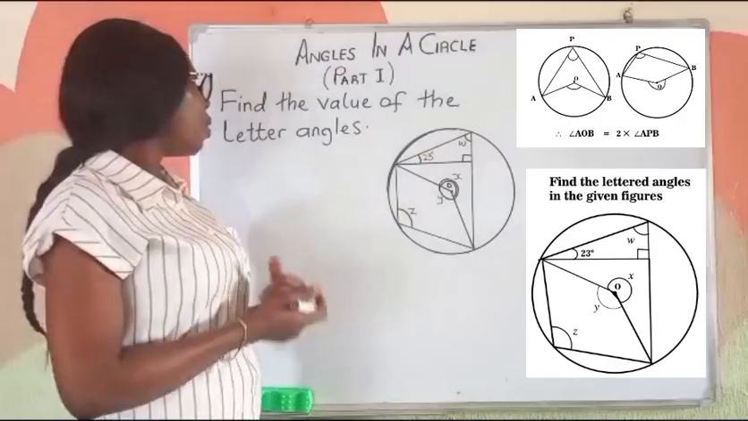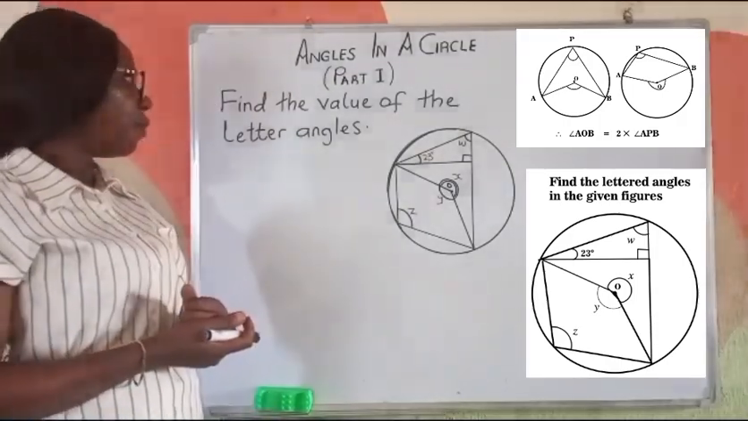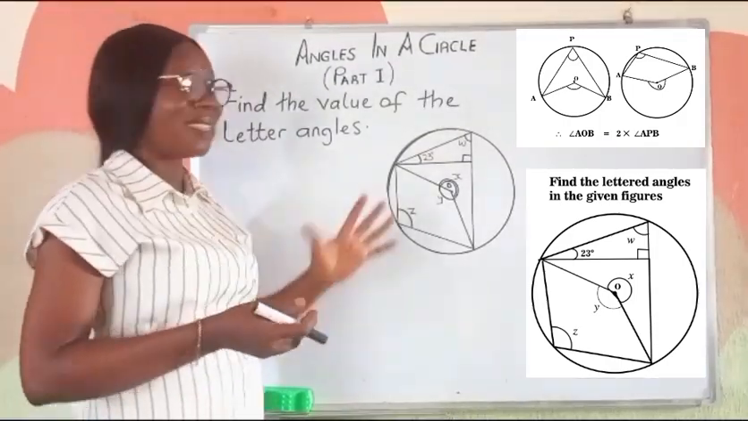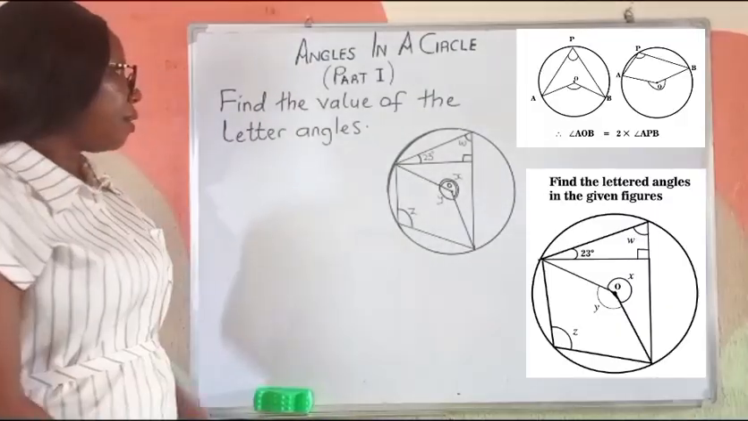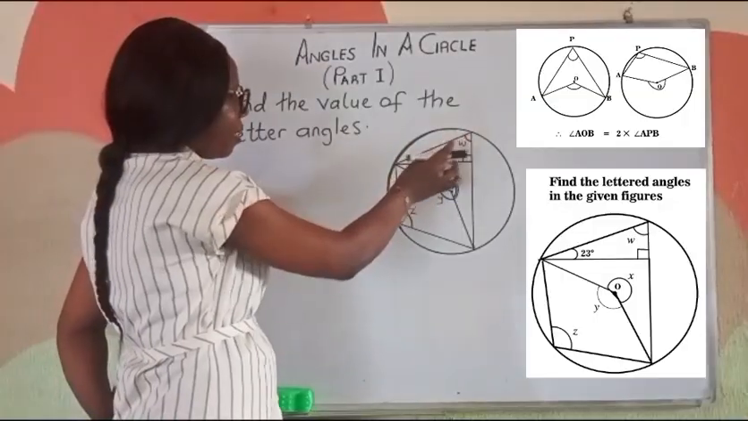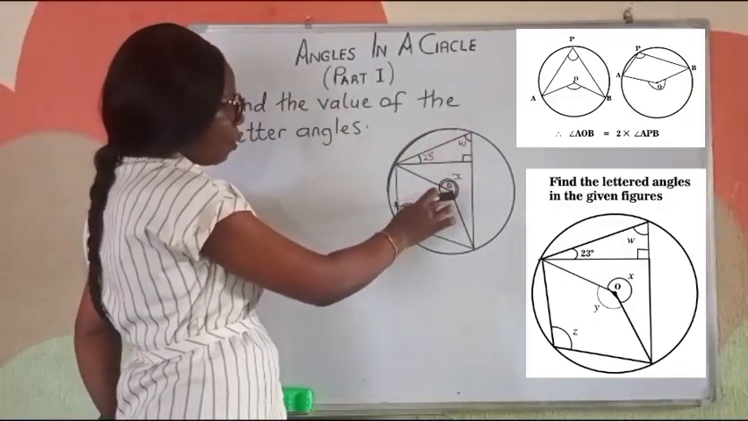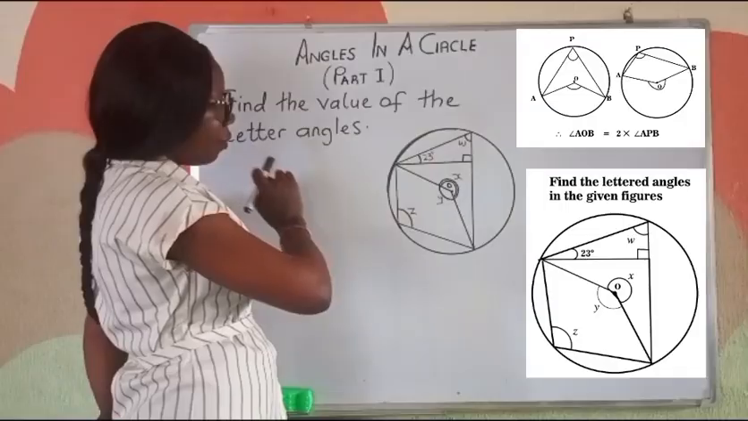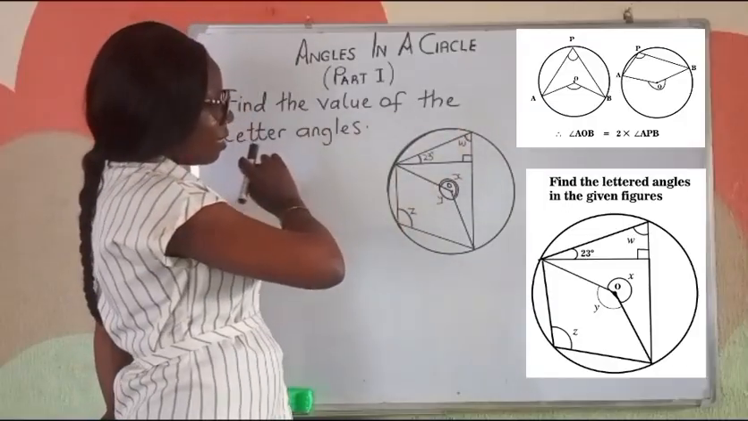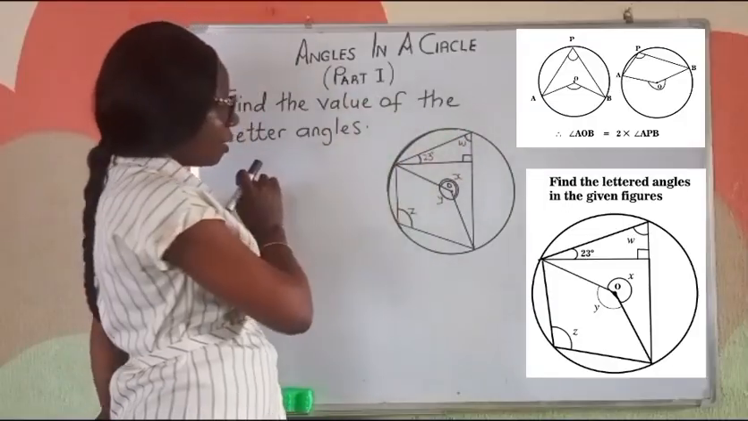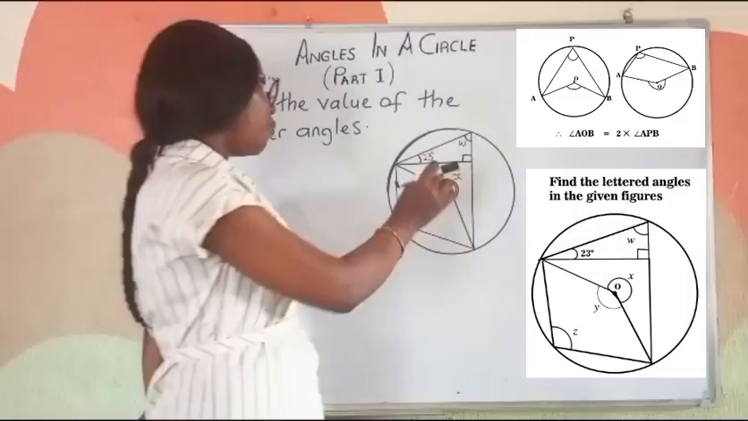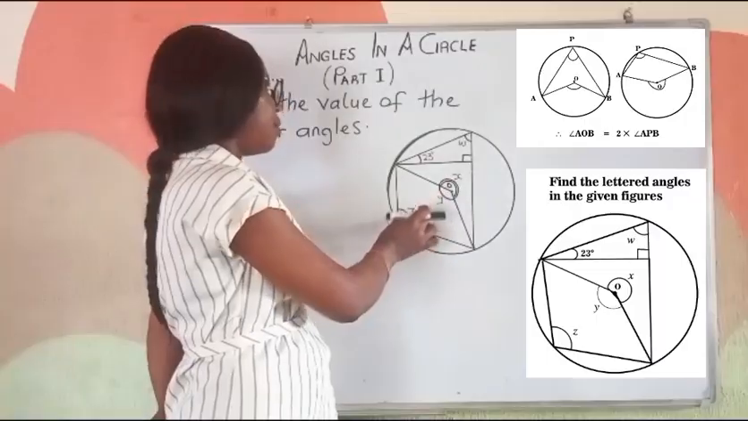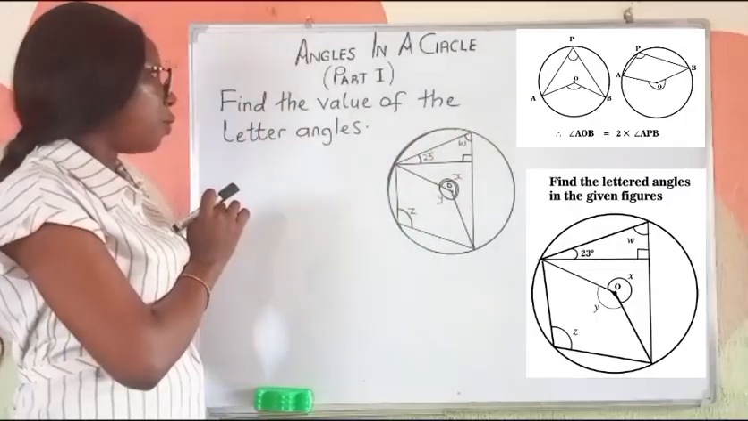Alright, in this diagram we are asked to find the value of the lettered angles. Looking at the diagram, it looks a little complicated, but we can still solve them. Now, this shape here is a right angle triangle. X and Y are angles at the center of the circle. W is the angle subtended at the circumference, and Z is the angle subtended at the circumference. Right, in order to find X, Y, Z, we have to find the value of W.